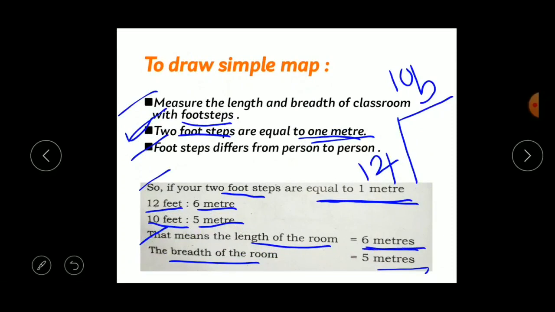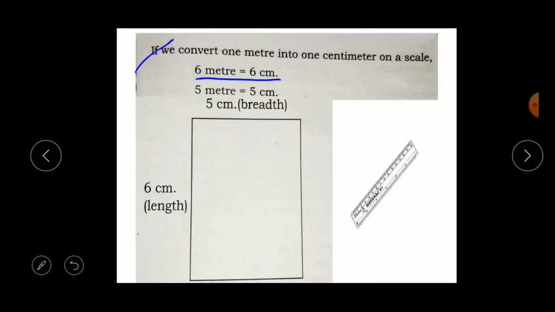What is the length? It is 6 meters. What is the breadth? It is 5 meters. So we will draw by taking our scale. Here we will draw a 6 centimeter length, and by taking our scale, we will draw the breadth, that is 5 centimeter, on a sheet of paper. Okay.